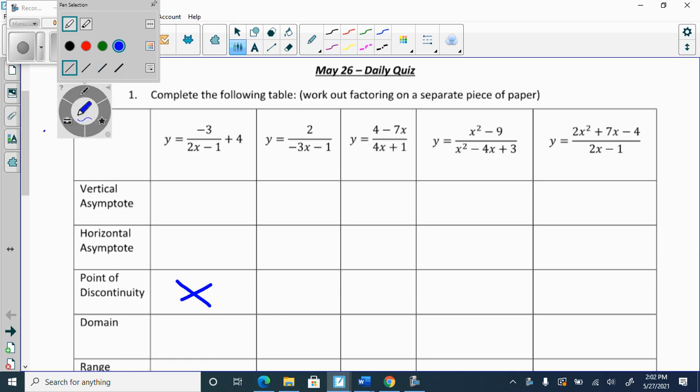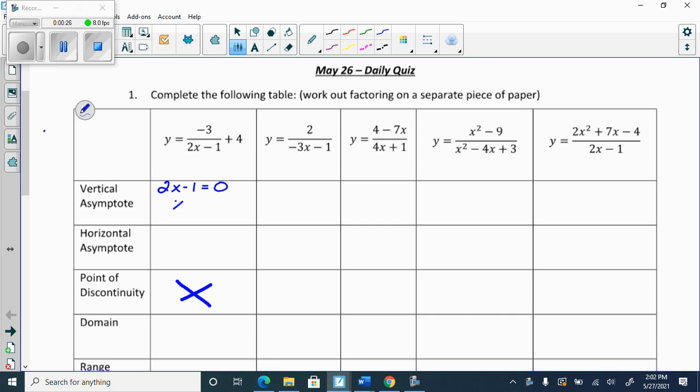Then we go based off of our denominator. It's 2x minus 1 for our vertical. It's the same thing we do for each one. It equals 0. Solve, move the 1 over, divide by 2, and we get x equals a half.